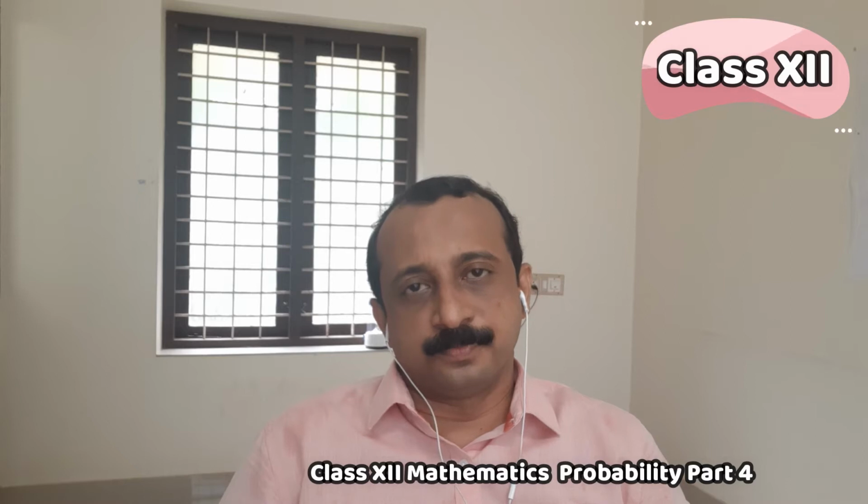Today we start a new chapter, probability. In this chapter we cover 4 sections. First is conditional probability, second is independent event, third is Bayes theorem, and fourth is probability distribution. So we deleted some portion from this chapter, that is binomial distribution, mean and variance are deleted.